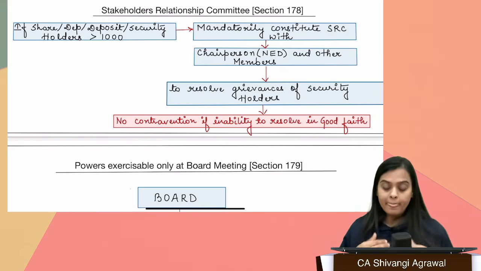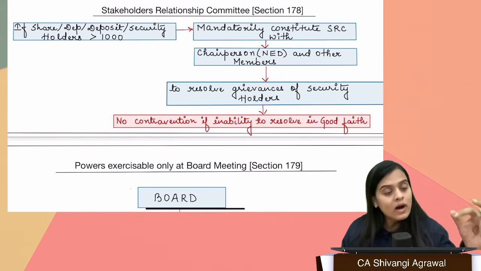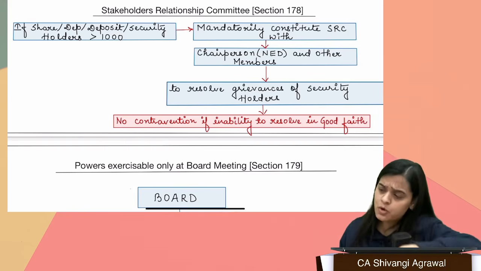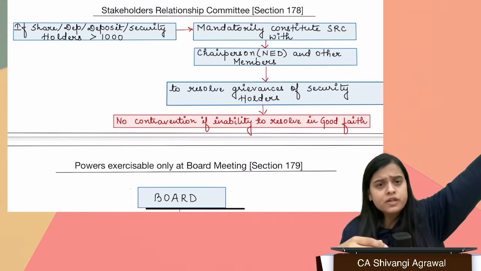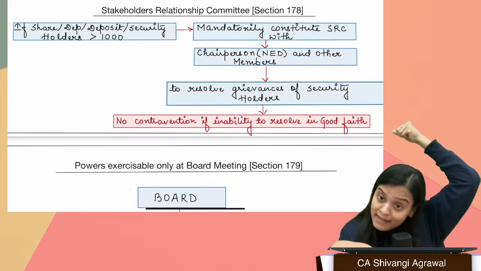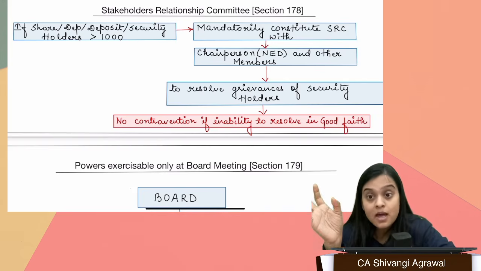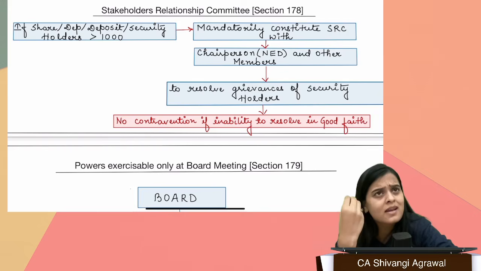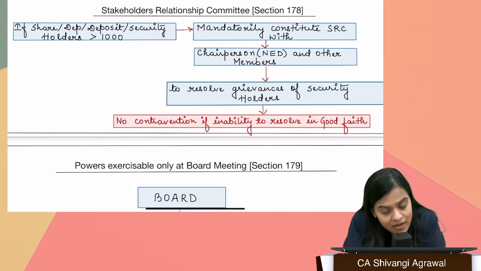So if the company has more than 1,000 stakeholders, means shareholders, debenture holders, deposit holders, bond holders, everyone collectively, at any time during a financial year, not just at year end, but at any time during financial year, then you also need to constitute SRC, because they might have n number of complaints. I have not got my dividend, I have not got my share certificate, my transfer is not taking place, etc. To all these problems that they have, that has to be resolved.